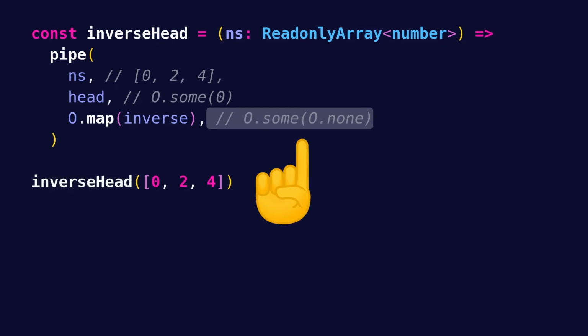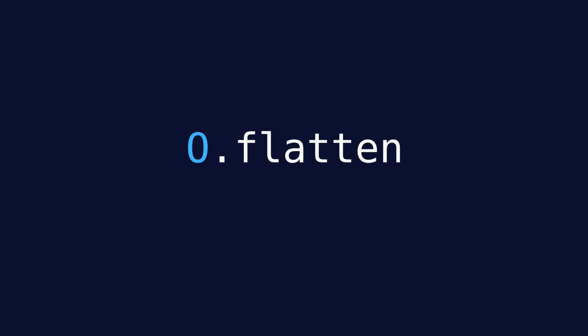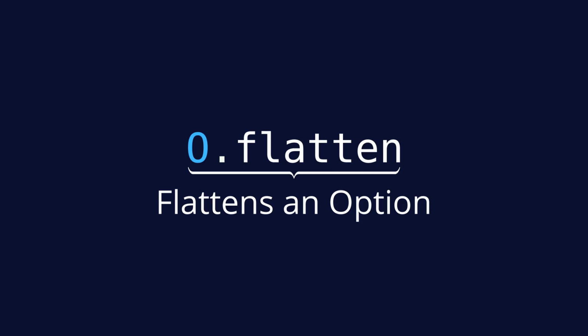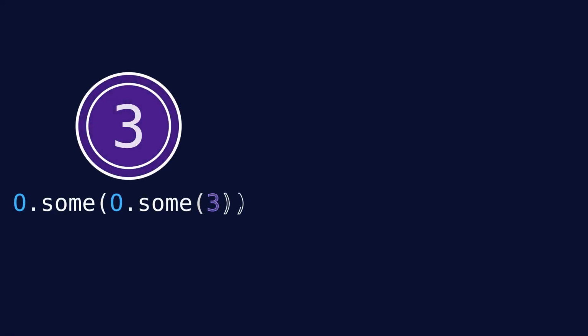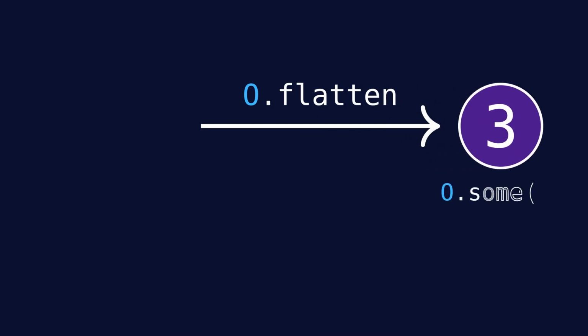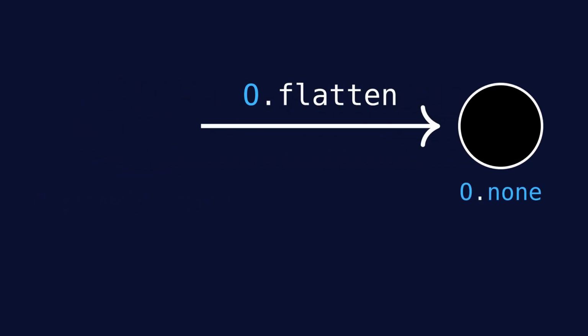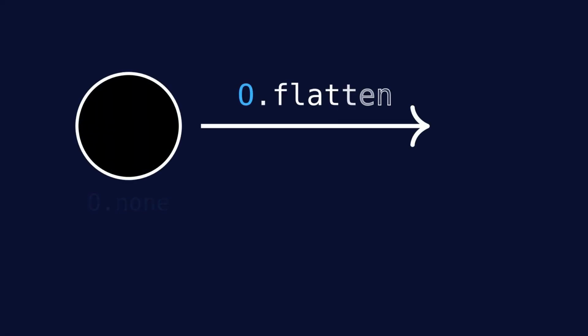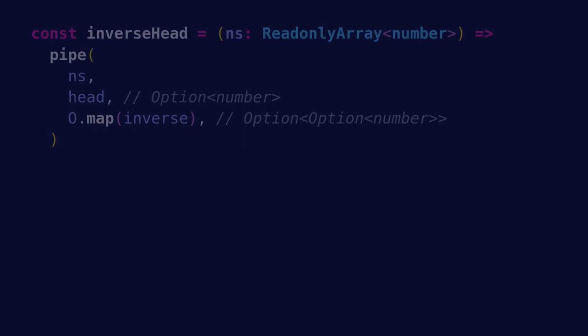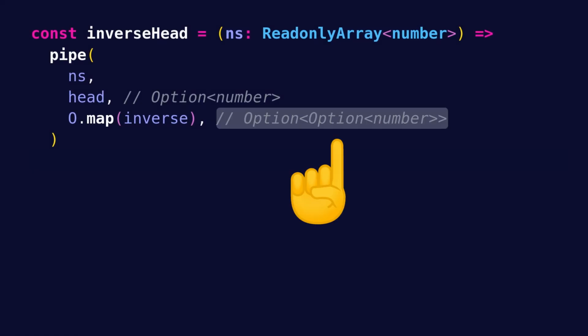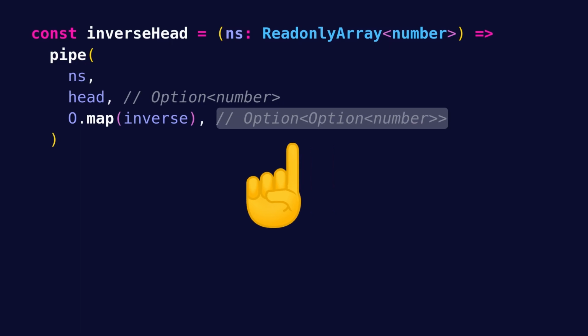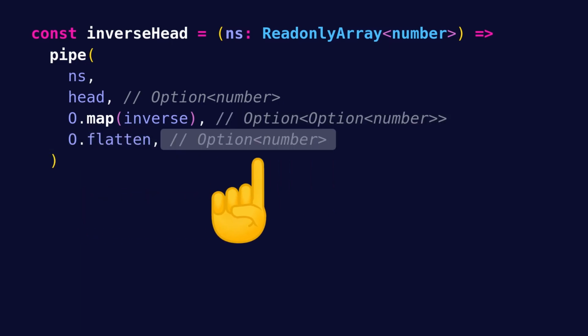Working with nested options is not ideal, so what we actually want is a way to flatten nested options. This is where the option.flatten util comes to the rescue, which simply flattens an option by returning the inner option. So if we pass some some 3 to option.flatten, we get back some 3, since the inner option is some 3. If, on the other hand, we pass some none to flatten, we get back none, since the inner option is none. Finally, if we pass none to flatten, we just get back none. So, returning back to inverseHead, we can solve the issue with nested options by piping the nested option into flatten, and thus getting back a simple Option<number>.